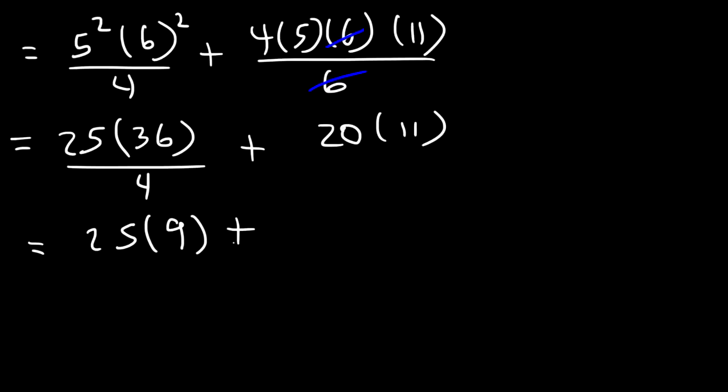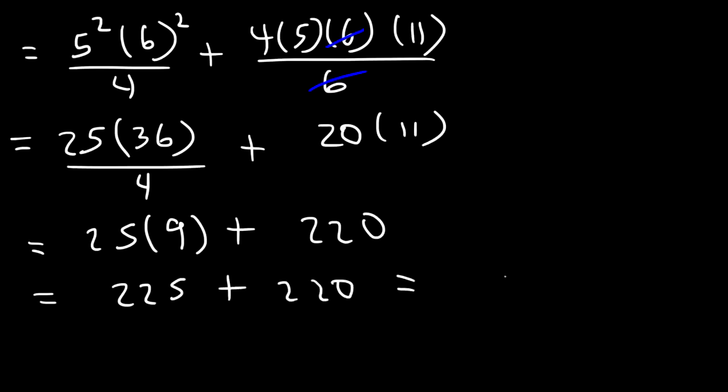So if you have 11 $20 bills, how much money do you have? That's going to be $220. And if you have 9 quarters, you have $2.25. So 25 times 9 is 225. Plus 220, that's going to be 445. And that's the answer.